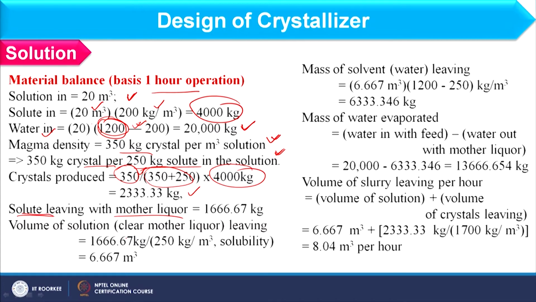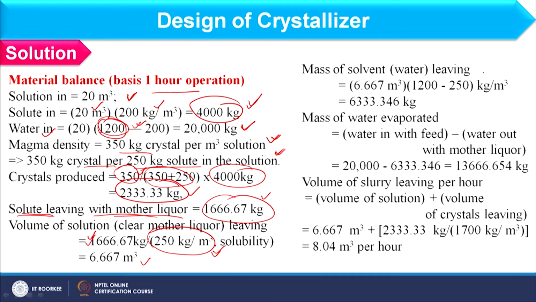Further we have to find out the solute which is leaving with the mother liquor, and that should be 1666.67, because 4000 is entering and this much crystal is formed. So, the remainder is available with the mother liquor. Next, we have to find out the volume of the solution leaving with the mother liquor. We obtain that from the solute leaving with the mother liquor, 1666.67 divided by 250 kg per meter cube, which is the concentration at saturation condition, right. So, the total volume of the solution leaving the crystallizer is 6.667 meter cube.